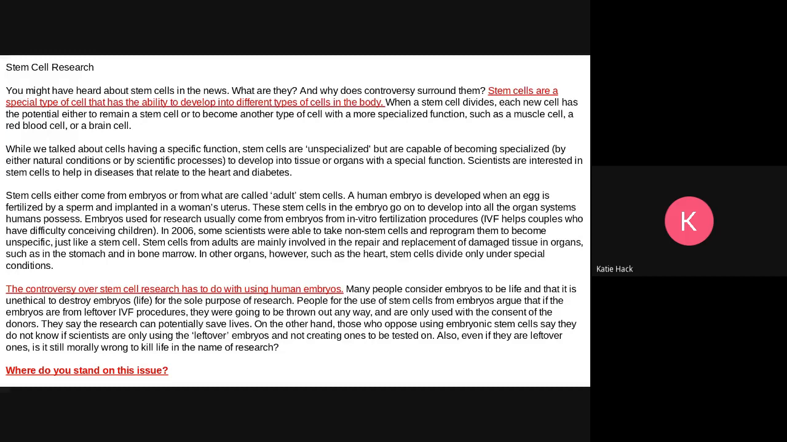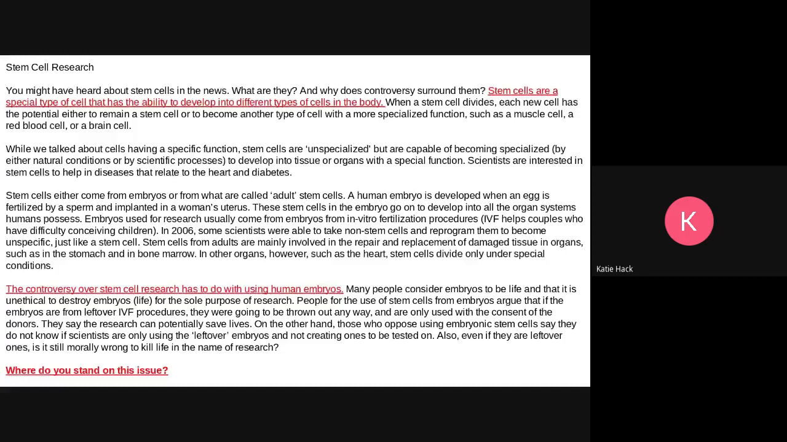Now, on the other hand, those who oppose using embryonic stem cells say they do not know if scientists are only using the leftover embryos, that they're not creating new ones just to be tested on. So also, even if there are leftover ones, is it still morally wrong to kill the life in the name of research? So that's what I want you to answer on this last question.